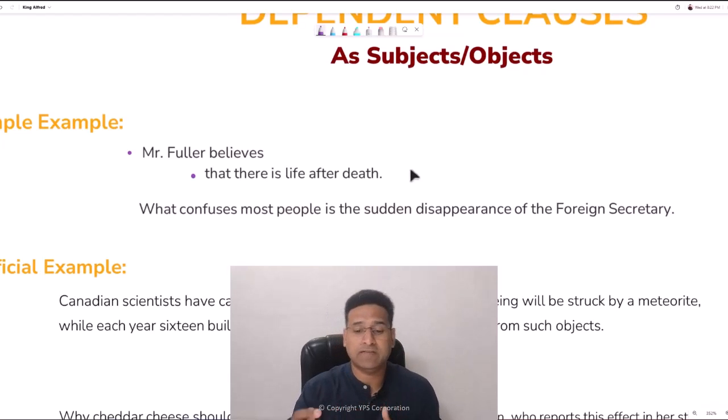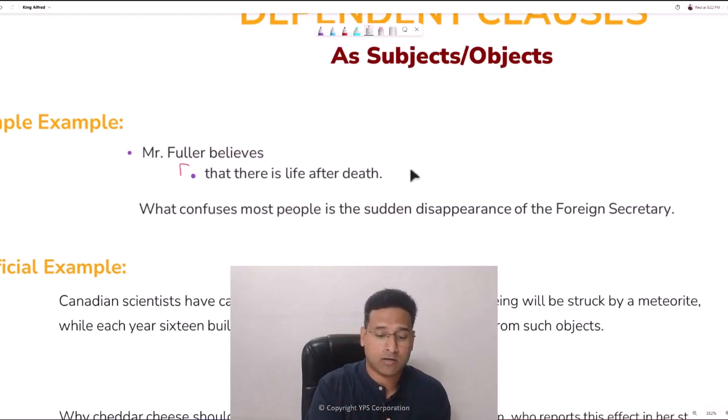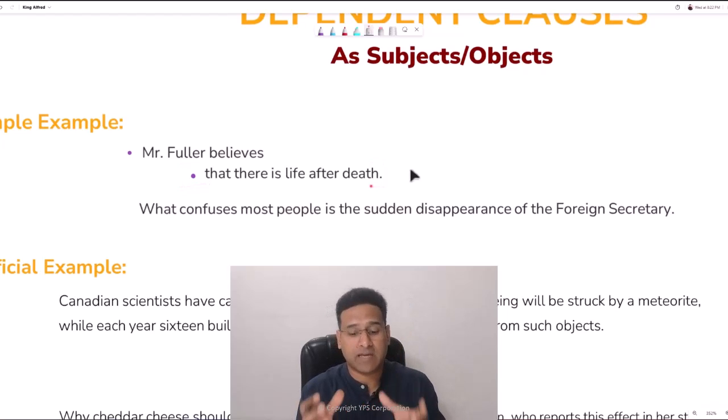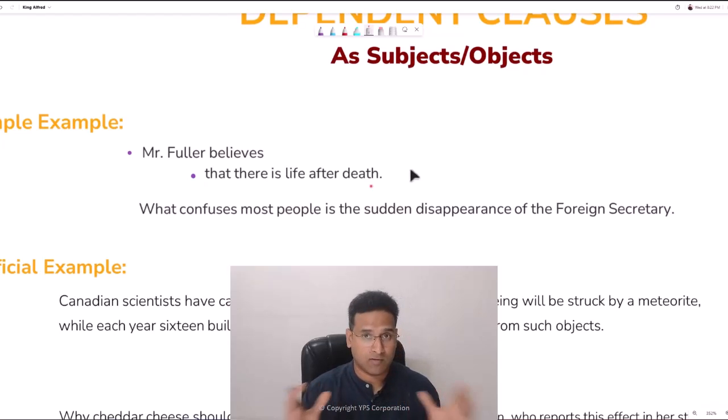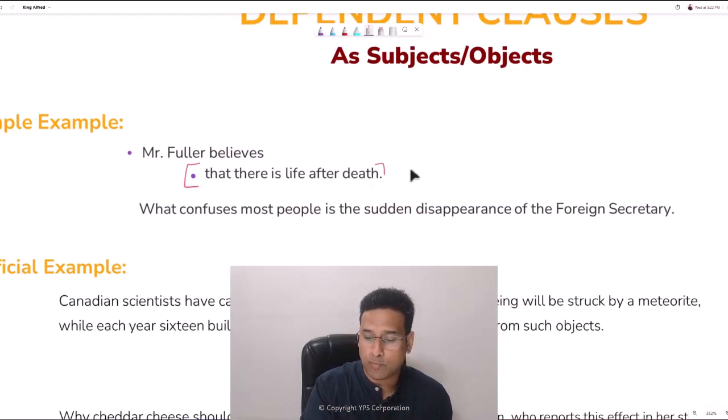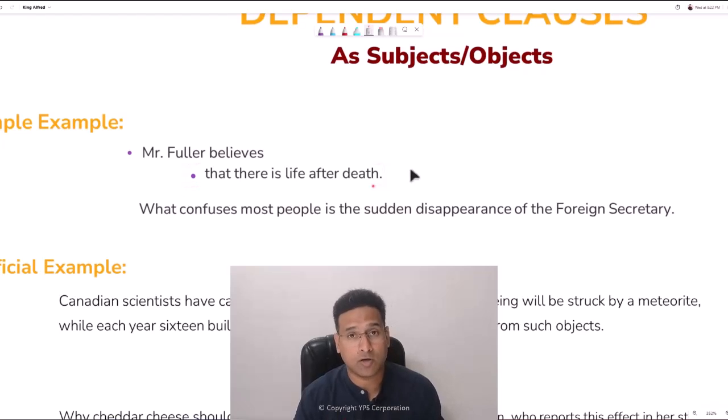Mr. Fuller believes something. What? That there is life after death. This group of words behaves as the object of the verb believes. Do you see it? I'm pretty sure you do. Now, what kind of group of words is this? Can we call it a clause?